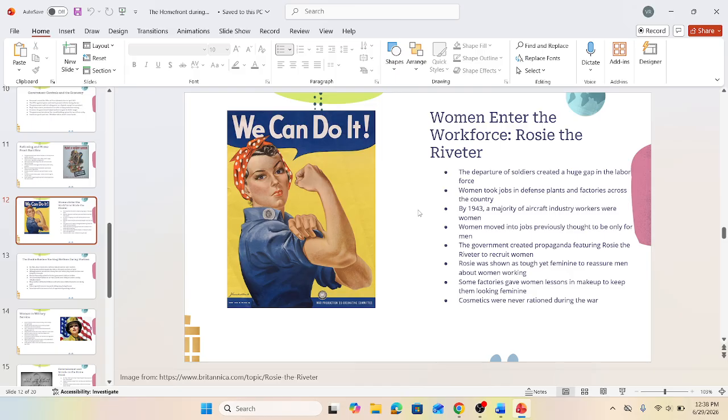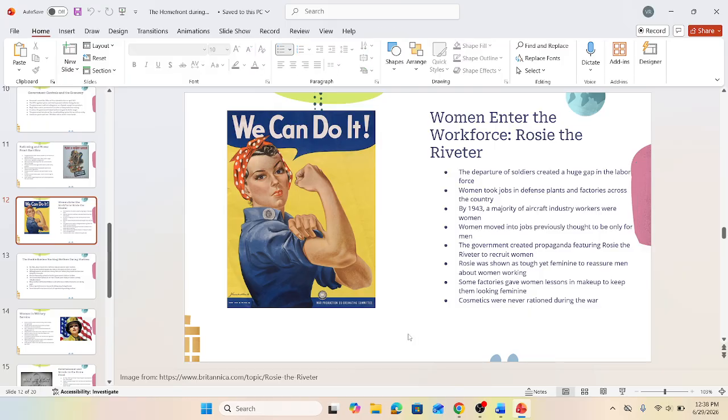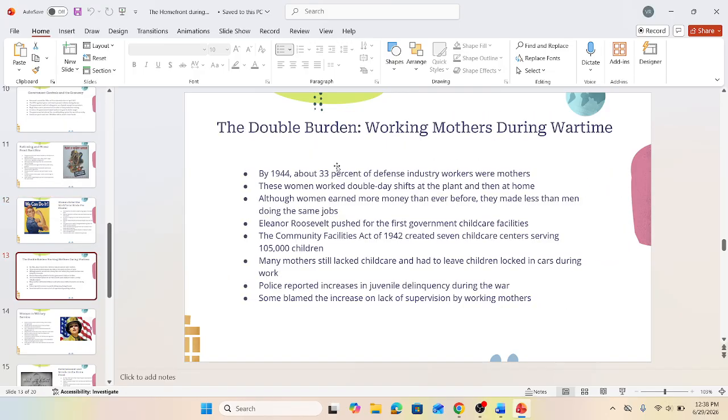The government supported this. They created propaganda featuring this poster, Rosie the Riveter, right? Showing the strength of a young woman, saying women can do it, working in traditionally male jobs, riveting plane parts together. So Rosie was shown as tough but still feminine to reassure men about women working, to keep men secure. And believe it or not, some factories actually gave women lessons in makeup to keep them looking feminine, and cosmetics or makeup were never rationed during the war. So it was this government supported, women can go to work, but they still need to be women so that the men aren't threatened.